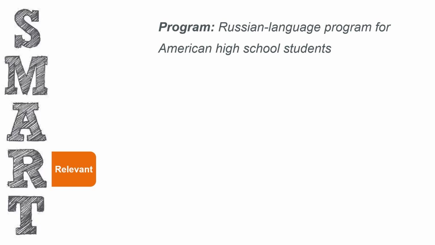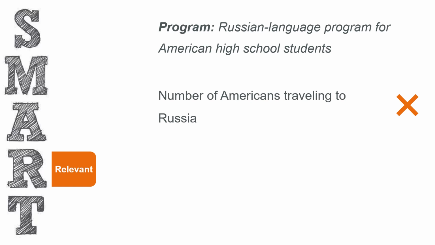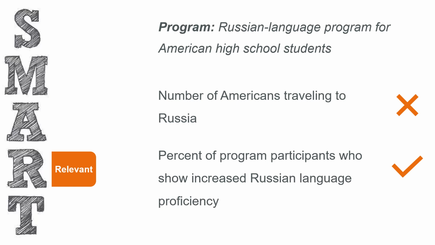Now let's look at relevant. Consider a Russian language program for American high school students. The indicator "number of Americans traveling to Russia" isn't going to be relevant to this program because increasing travel to Russia is, let's assume, probably not a measure of success for this program. On the other hand, the indicator "percent of program participants who show increased Russian proficiency" measures a direct outcome for this program, making it much more relevant.